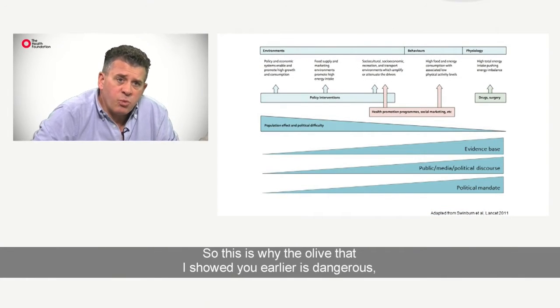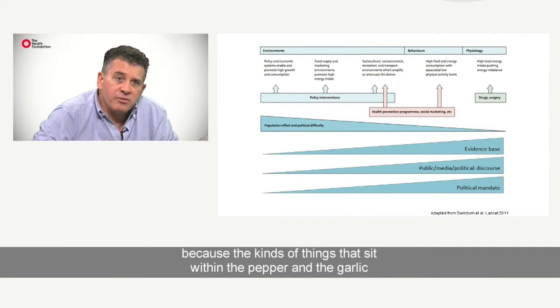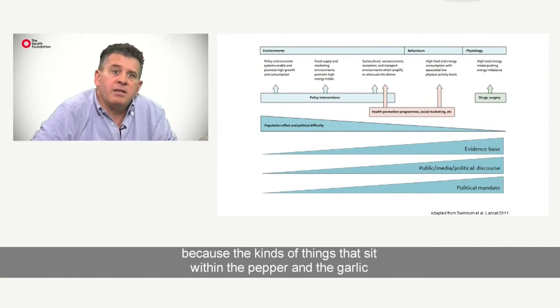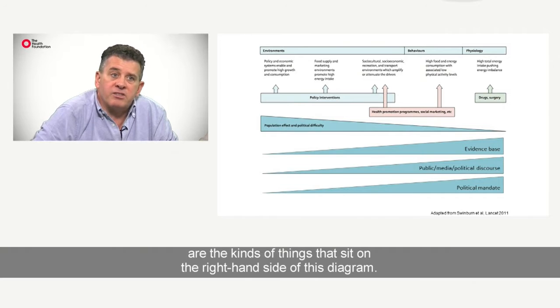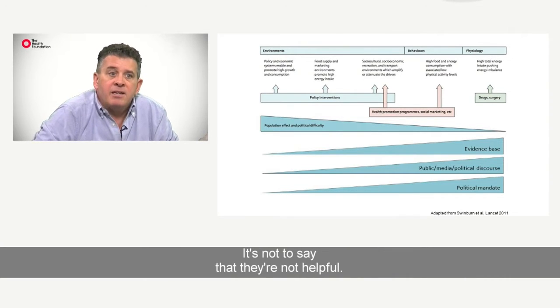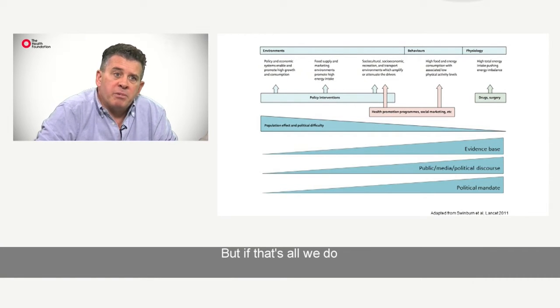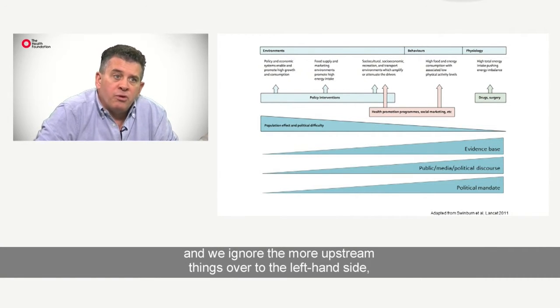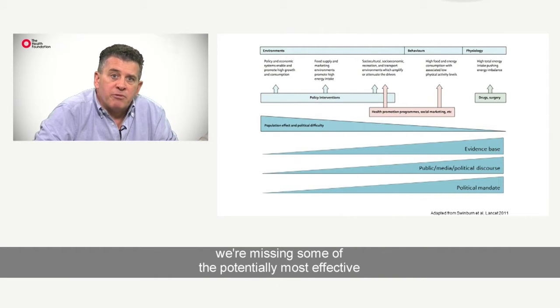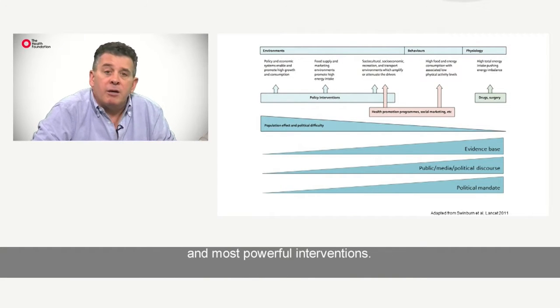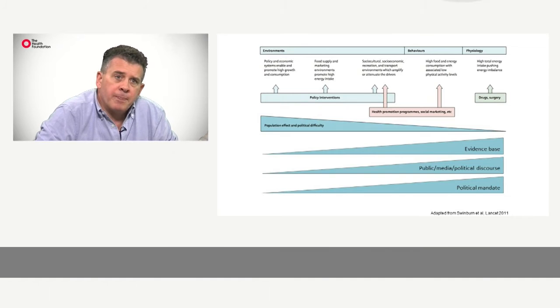So this is why the olive that I showed you earlier is dangerous, because the kinds of things that sit within the pepper and the garlic are the kinds of things that sit on the right-hand side of this diagram. It's not to say that they're not helpful. They are. They're an important part of the picture. But if that's all we do, and we ignore the more upstream things over to the left-hand side, we're missing some of the potentially most effective and most powerful interventions.